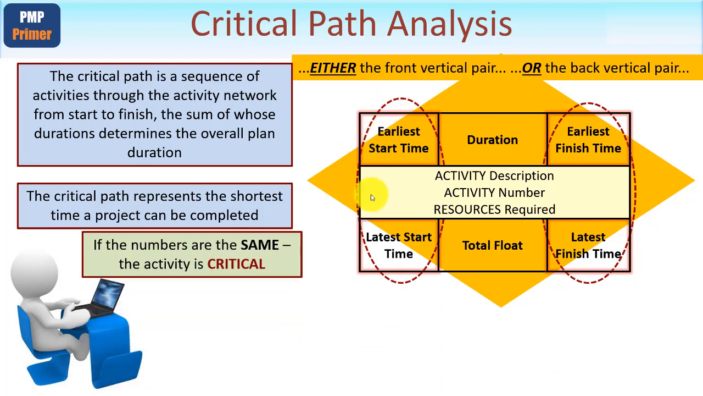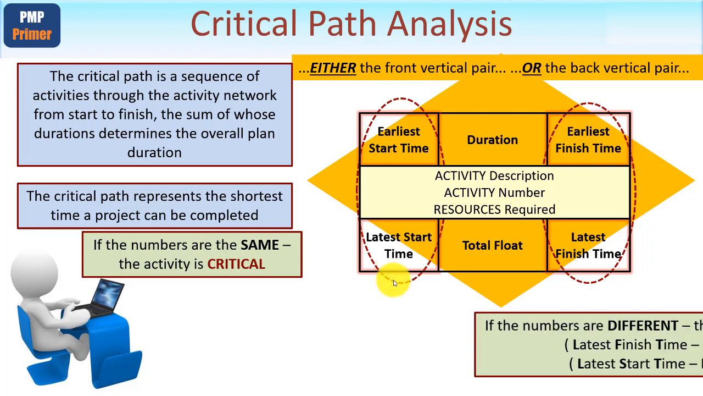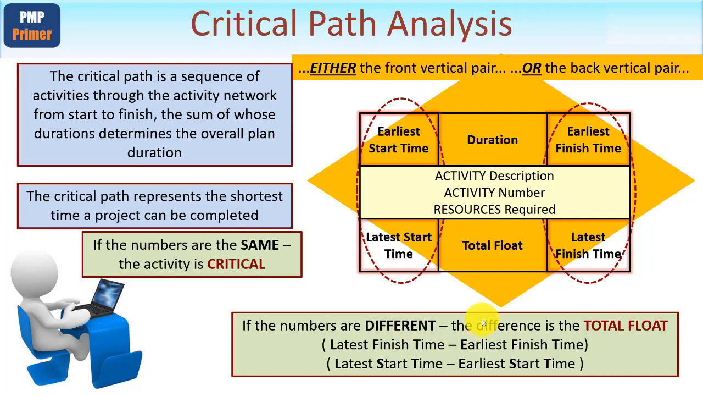Remember, if these numbers, either the front pair or the back pair, are the same, this is a critical activity. If the numbers are different, however, the difference is what's known as the total float. Yes, there are 2 flavors of float, and I'm coming to that in a moment. Therefore the total float is the numeric difference by subtracting earliest finish time from the latest finish time, as I've shown here, or subtracting the earliest start time from the latest start time. These two numbers here. It really isn't any harder than that.